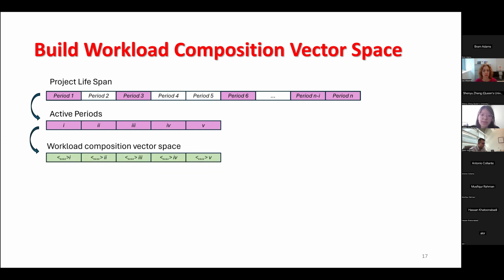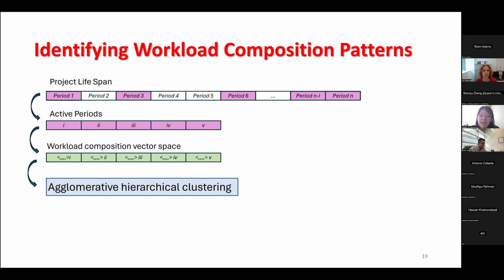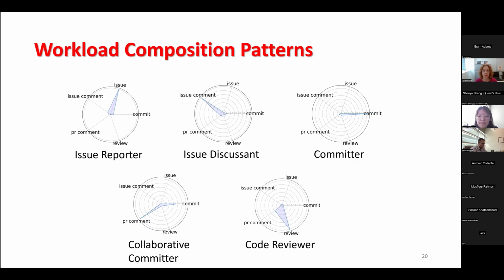So for each period, we construct a workload composition vector. Then we use hierarchical clustering to cluster all the workload vectors based on their cosine similarity to identify the workload composition patterns. A higher cosine similarity between 2 vectors means 2 contributors have similar workloads in a period, and they should fall into the same pattern. We determine the number of patterns based on the Silhouette score and our manual investigation of the clustering results.